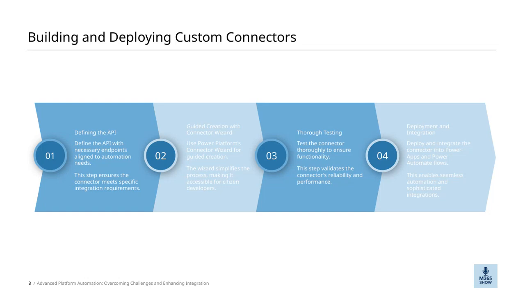Now, let's talk about building and deploying custom connectors. This is a crucial step in advanced platform automation because it allows us to tailor integrations specifically to our needs. First, we start by defining the API with the necessary endpoints that align with our automation requirements. This step is all about ensuring that the connector can communicate effectively and meets the specific data and functionality needs of our workflows. Next, we use the Power Platform's Connector Wizard.